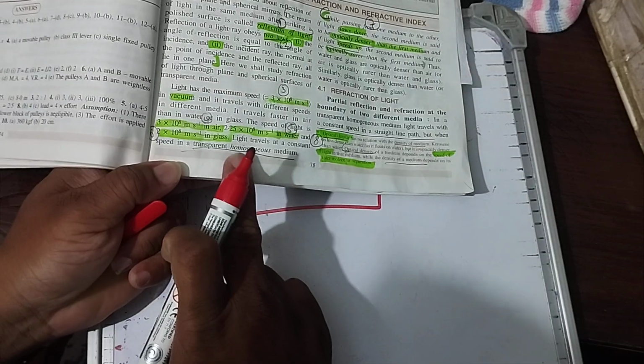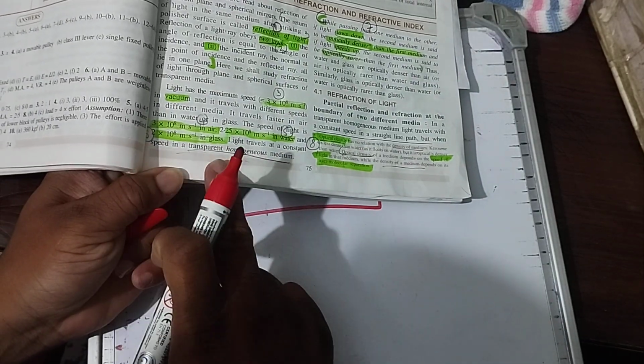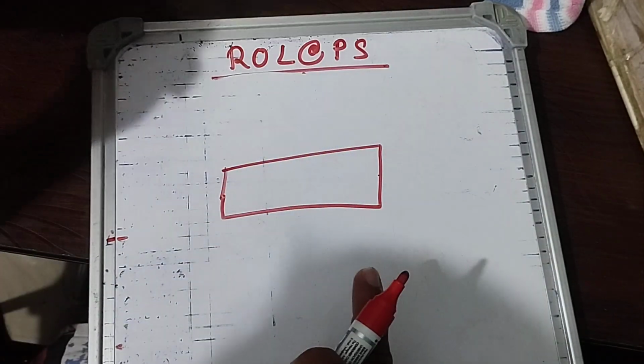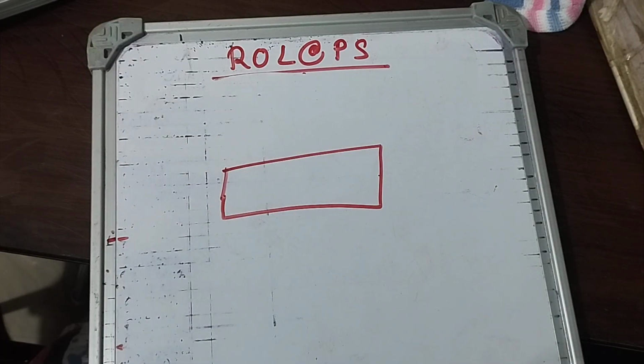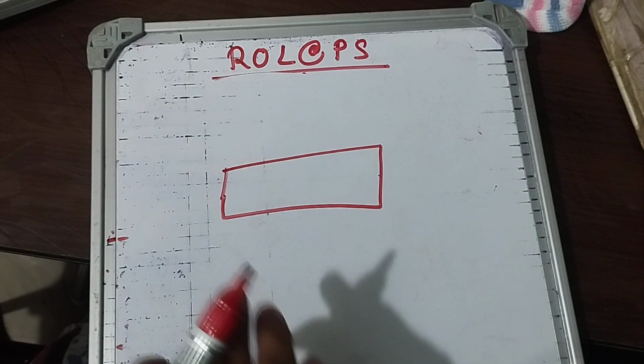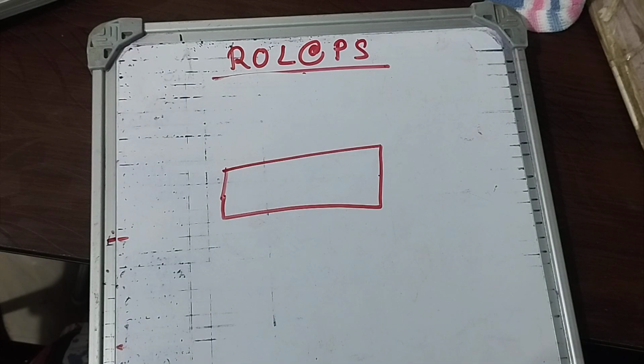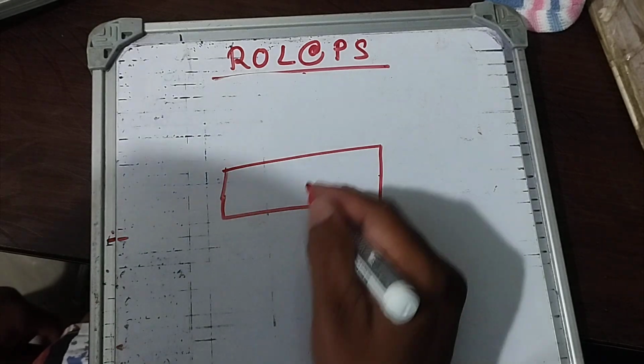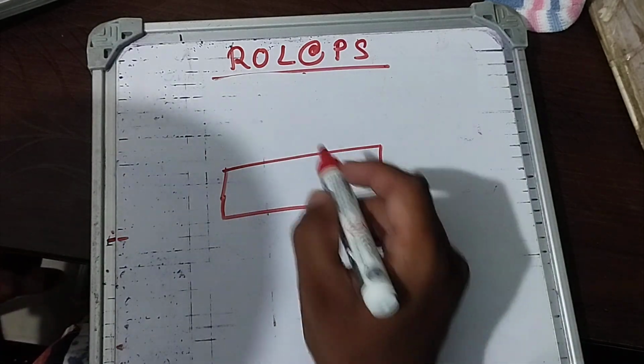See here, light travels at a constant speed in a transparent homogeneous medium. Now we are talking about a homogeneous medium. Homogeneous means it is made up of the same type of molecules and atoms. Heterogeneous means it is a mixture, right? So if it's glass, it means pure glass.